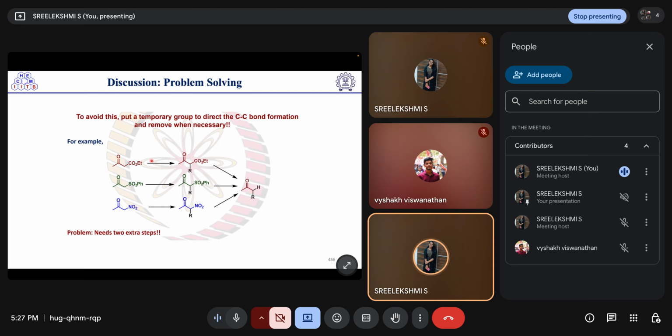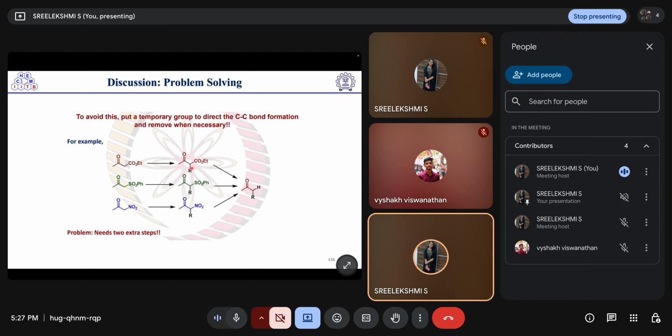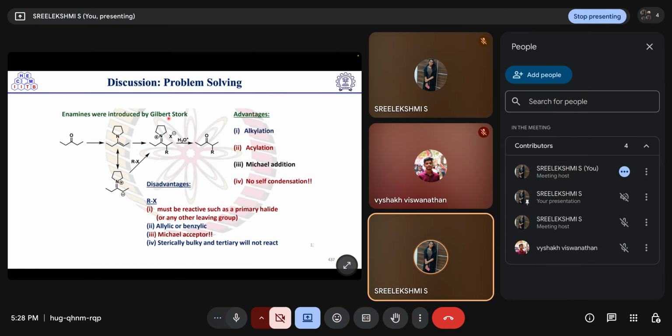Only problem is that installing the CO2Et or SO2Ph or NO2 and then removal of that will take extra 2 steps. So here it was just a simple reaction, that is methyl iodide on enolate, we will be directly getting this compound. But in the case there is a competition between O alkylation and C alkylation, this is one method which we can follow, that is putting a temporary group to direct the carbon-carbon bond formation.